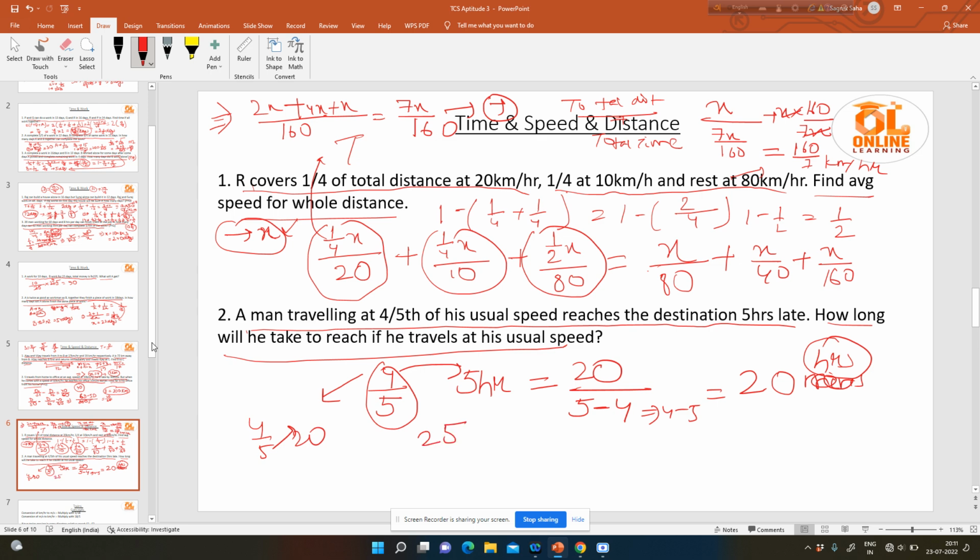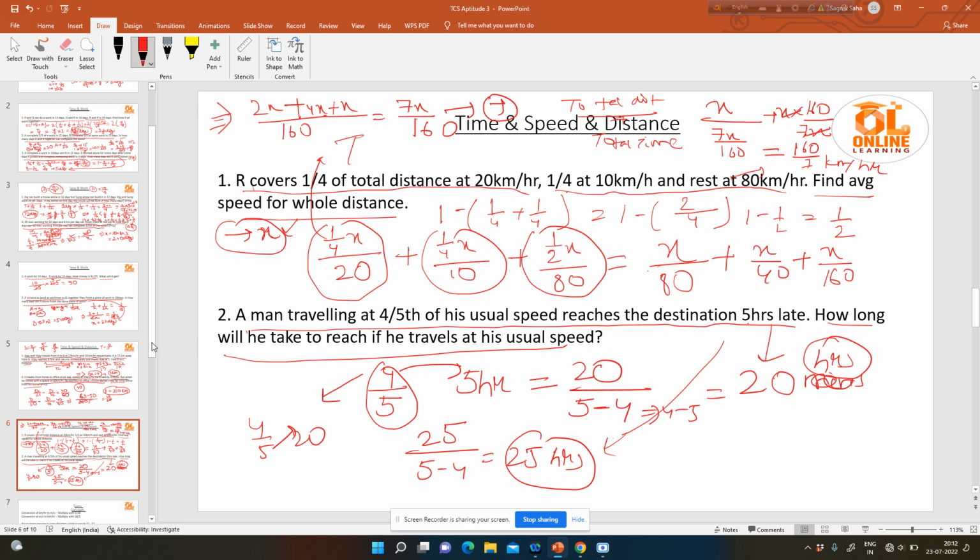And in the denominator we have to subtract both of them, that would be 5 minus 4. So after being late, he will take 25 hours. See, it matches because he reaches the destination 5 hours late. So if he is late, he will reach after 25 hours, and if he is not late, at usual speed, he will reach the destination in 20 hours.